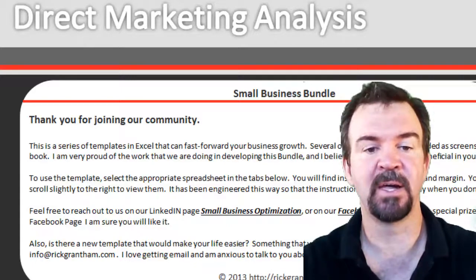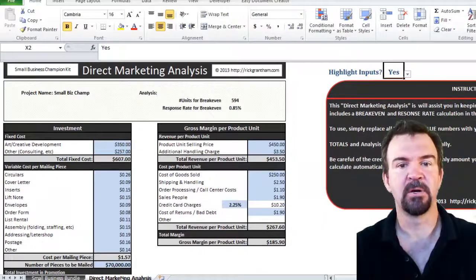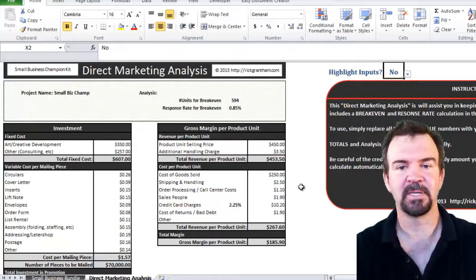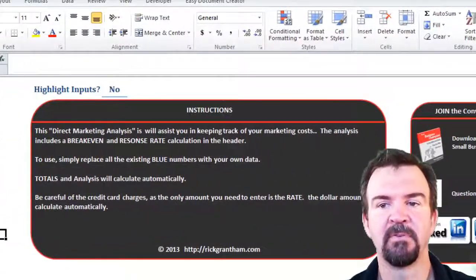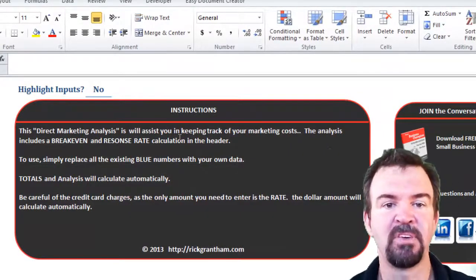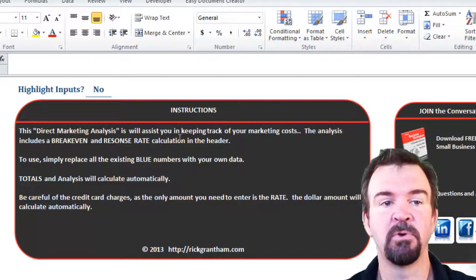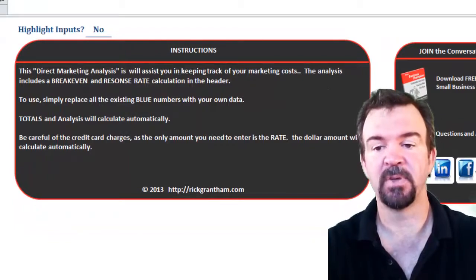So to do that, you'll come down to the bottom to the tab that says direct marketing analysis. Clicking on direct marketing analysis, go ahead and set this highlight inputs to no, so I can show that to you here in a little bit. You scroll over to the right hand side. First off, you'll see again opportunities to join the conversation, and you'll see some instructions, but we're not going to worry about the instructions now because I'm about to walk you through pretty much everything that you need to know to be able to use the analysis in this video.